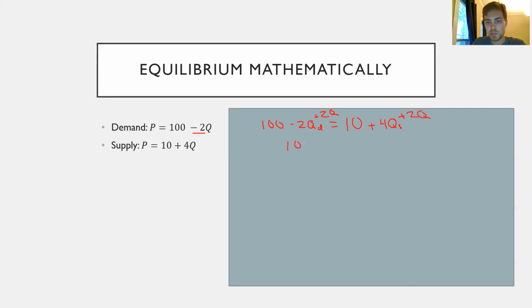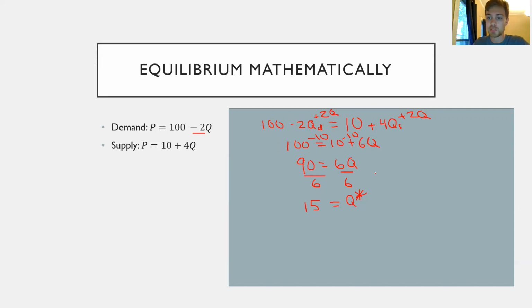And this will give us 100 is equal to 10 plus 6q. And then we subtract 10 on both sides to give me 90 is equal to 6q. And then finally, we just divide both sides by 6. 90 divided by 6 should be 15. And that's going to be our equilibrium quantity. So I'll put a star next to that because it's our equilibrium quantity.